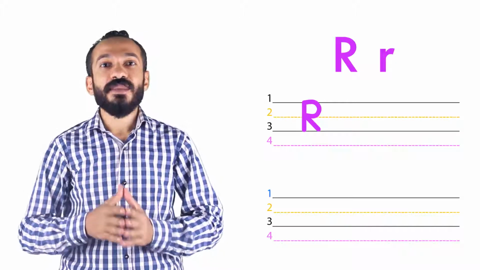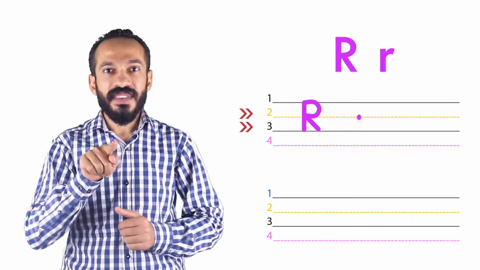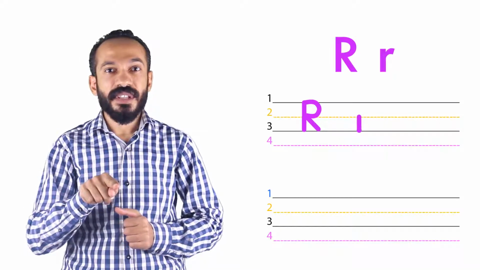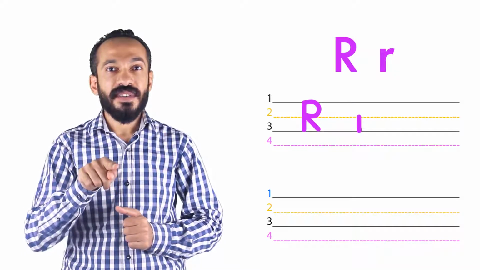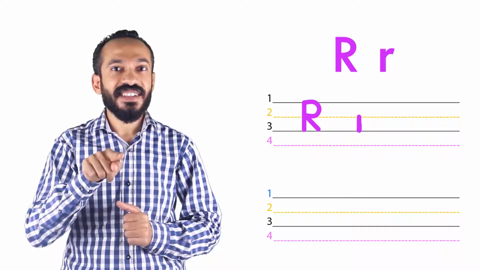Now, the lowercase r. First, let's start with a vertical line between the second and the third lines, this way. Then we're going to go up to the middle of the way between the second and the third line. And now we're going to draw a curved line towards the second line to the right, this way.